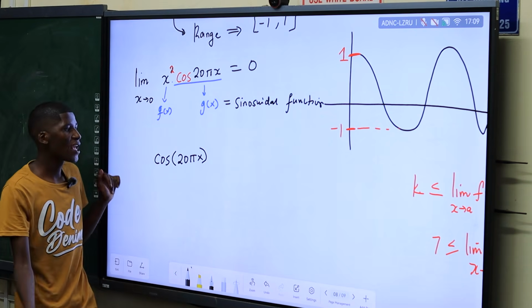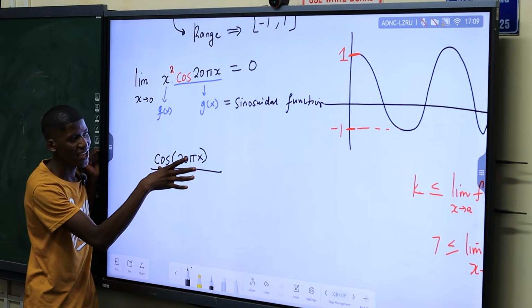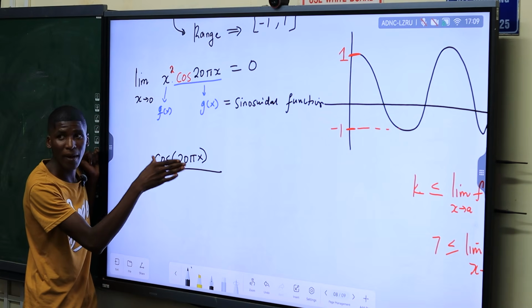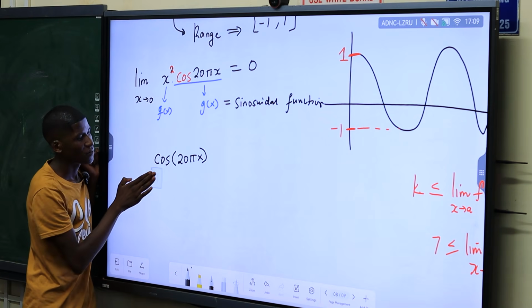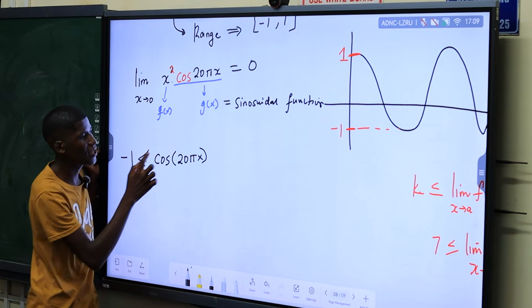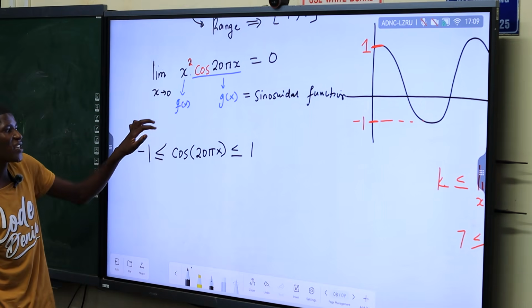So it means whatever y value I can get from this function g at x must never be greater than 1 and must never be less than minus 1. So I'm going to say this must be greater or equal to minus 1, and this must be less or equal to positive 1. So all you have to do here is to do what?